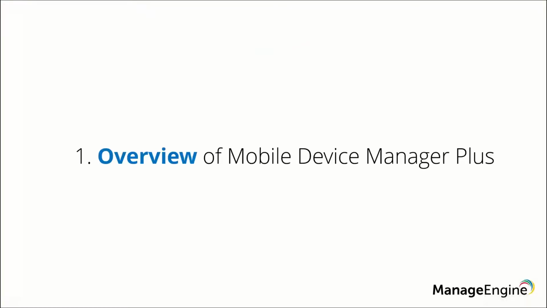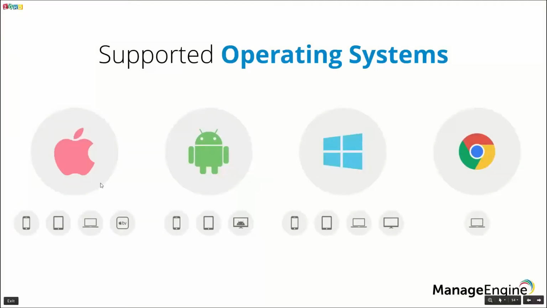All right, let me give you the overview of MDM. These are the list of operating systems like Apple, Android, Windows, and Chrome OS. These are the operating systems which you'll be able to manage within our MDM software. And when it comes to device type, it could be a smartphone, a tablet, a Surface Hub, or Apple TVs and Android TVs. You'll be able to manage these kinds of device types within our MDM.